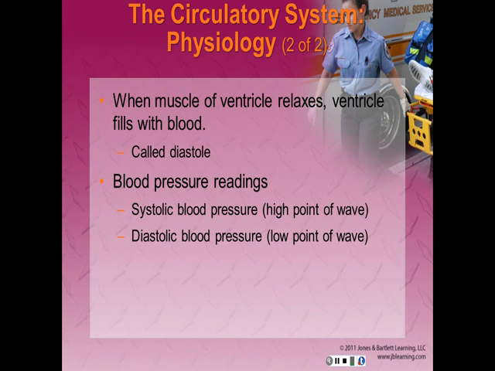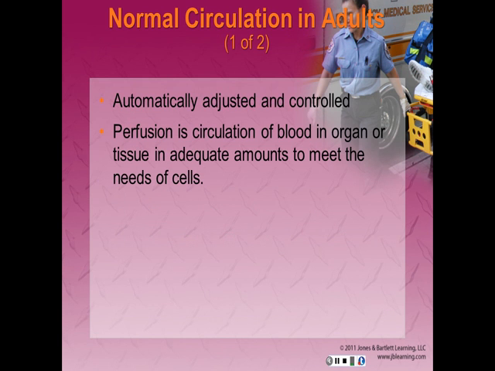Blood pressure readings are given using the systolic and diastolic numbers. Systolic blood pressure is the high point of the wave as the heart is contracting, and diastolic is the low point of the wave as the heart is in relaxation. This can be measured with a blood pressure cuff, also called a sphygmomanometer, and it is expressed in mmHg, or millimeters of mercury.